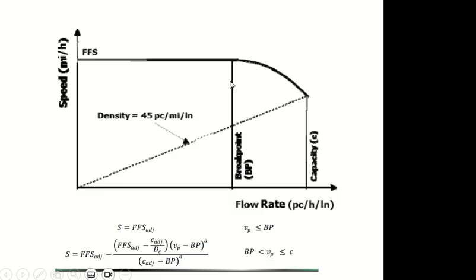The last point of this straight portion is called the break point, BP. Not blood pressure, break point. So break point is the last point of this straight line, after which the speed is not equal to free flow speed. Before this, speed is equal to free flow speed. So this is what they have written here.